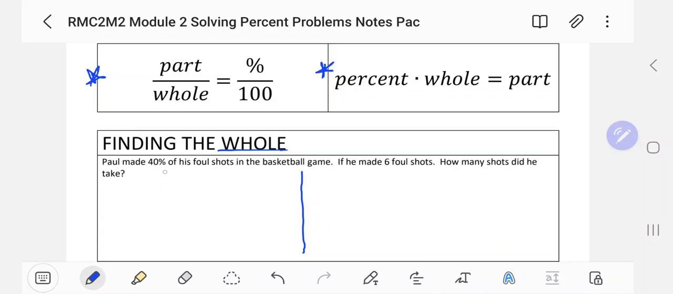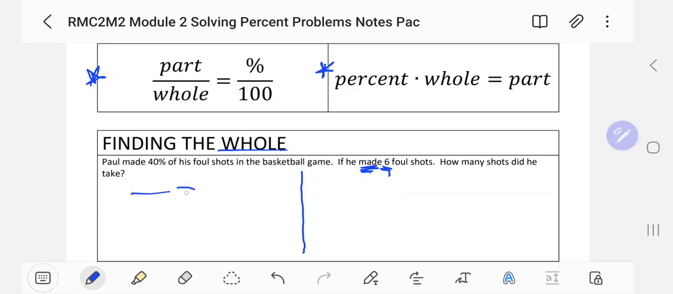Paul made 40% of his foul shots in the basketball game. If he made 6 foul shots, how many shots did he take? How is this different than the one we did before? It seems similar. I mean, it's a different person, Paul. But what's different here? This number here, is that referring to all his shots? No, it's just the ones he made. So that's some of his shots. That's a part of his shots, right?